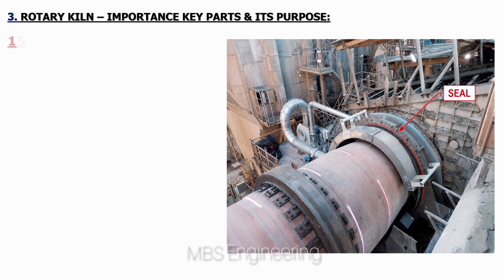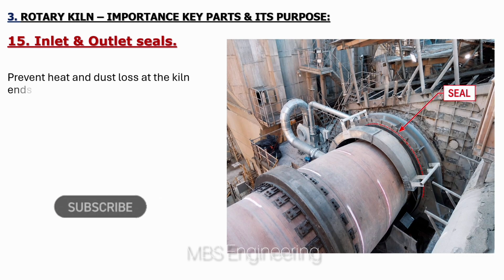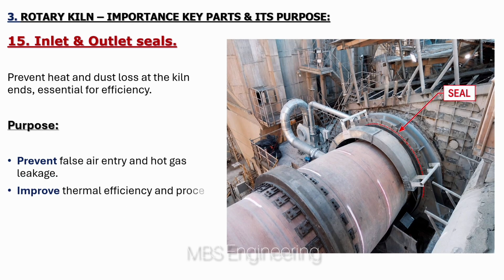The 15th important key part is the kiln inlet and outlet seals. Please refer to the picture showing the kiln inlet and outlet seals. Prevent heat and dust loss at the kiln ends, essential for efficiency. Purpose: prevent false air entry and hot gas leakage. Improve thermal efficiency and process stability. Reduce dust emission.